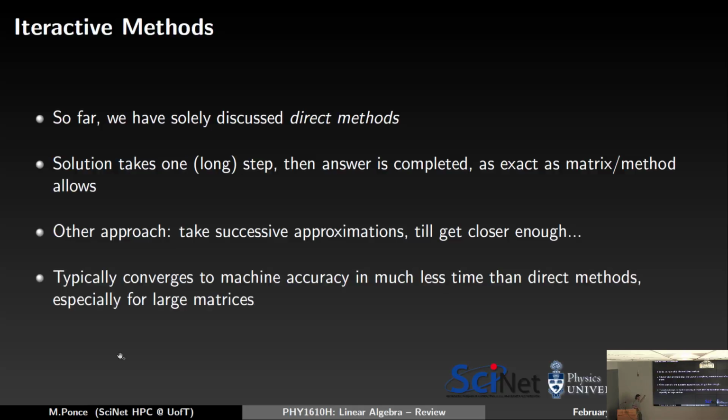Okay, so we have been discussing direct methods, basically manipulating the matrix to obtain a solution. But there are other methods, iterative methods, where you try to approach the solution through iterations, with successive approximations. The idea is that by the end you will be close enough, to the order of machine epsilon, to the solution that you want.